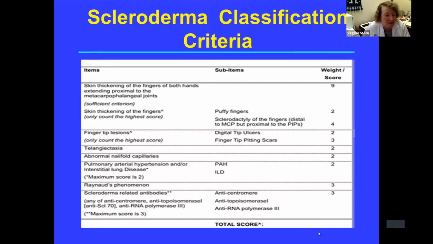And so now we have a scoring system that includes skin thickening, vascular lesions, capillary changes, telangiectasias, as well as organ involvement of pulmonary arterial hypertension or interstitial lung disease, as well as the autoantibodies. So it actually is really quite easy to get a diagnosis with this weighted finding, even in the limited cutaneous patients. And in our recent study that Duncan led, of the 400 scleroderma patients, about 94% of them fulfilled the criteria with this method.